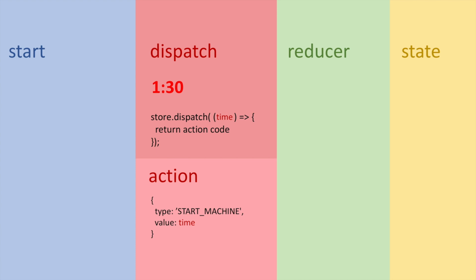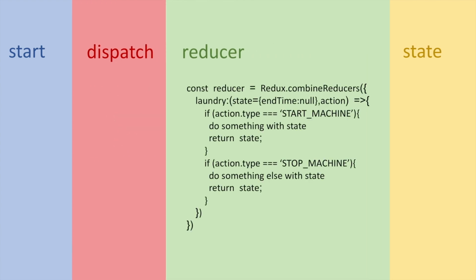Let's look at the reducer. Reducer has two jobs. It initiates the state and it changes the state according to the actions it receives from dispatch. What is state again? It is dynamic and important data that Redux tries to manage. It's like a notebook in real life. In this code, we have two cases of starting the machine and stopping the machine. These will potentially change the state when relative actions are dispatched into the reducer. By saying do something with the state in this code, we're doing things like setting the state end time value to null or setting it to a certain time.